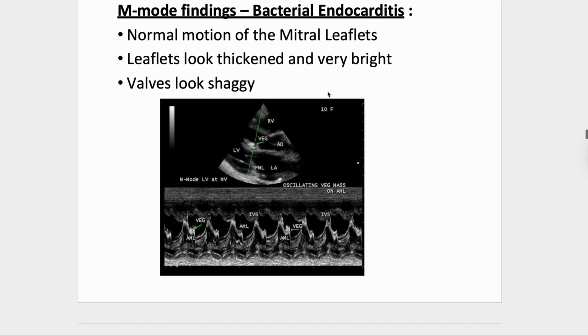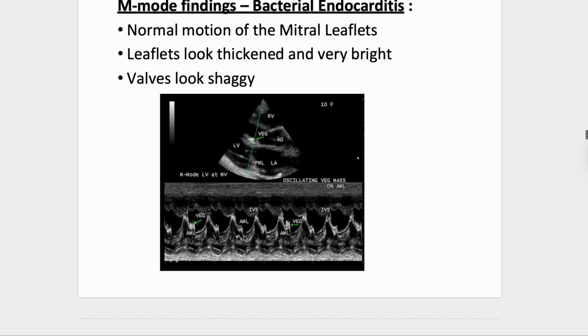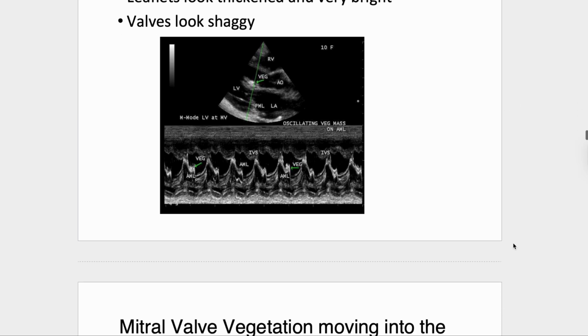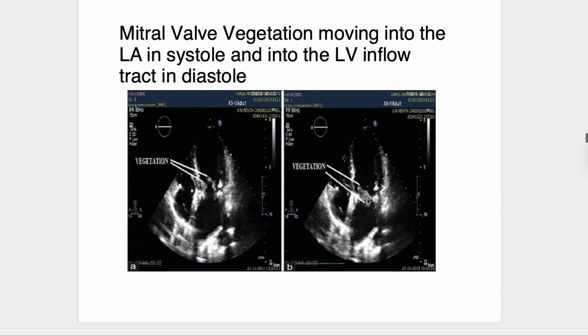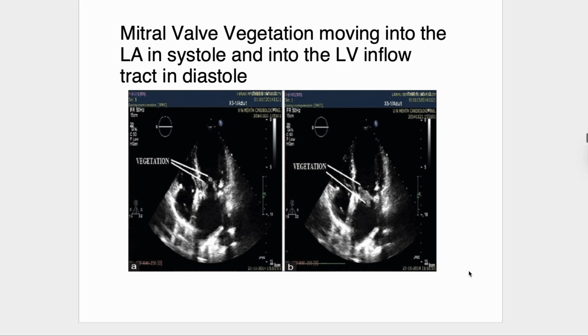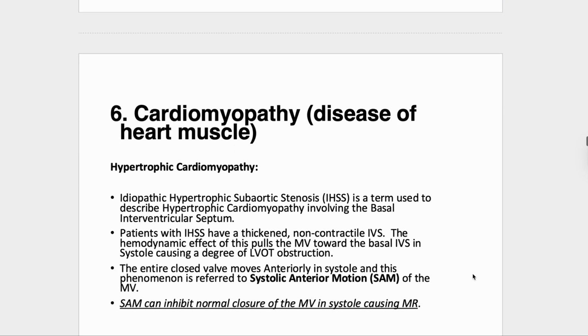You'll see thickened leaflets, very bright, and the valves look shaggy, like they're eaten through. Okay, this is that vegetation here. It literally does move on echo. You'll see it. I'll post videos so you can see that as well for next week.